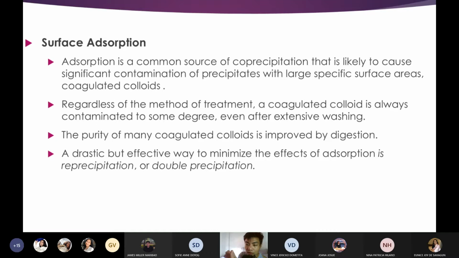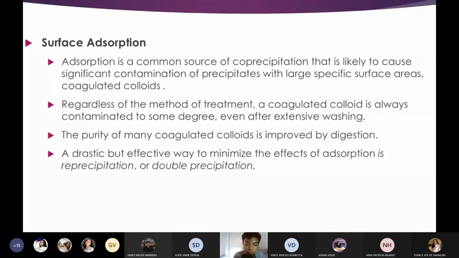So yun yung co-precipitation process, no? Yun yung surface adsorption process, okay? So again, habang lumalaki yung precipitate mo, pwede dumikit yung contaminant sa iyong precipitate, no? Okay. Hindi lang yan sa precipitate, pwede rin yan sa colloids, 'di ba? Kapag naglalagay ka ng acid, lumalaki na yung chunk ng colloid mo, pwede dumikit din yung other contaminants, no, na hindi necessary sa iyong reaction.